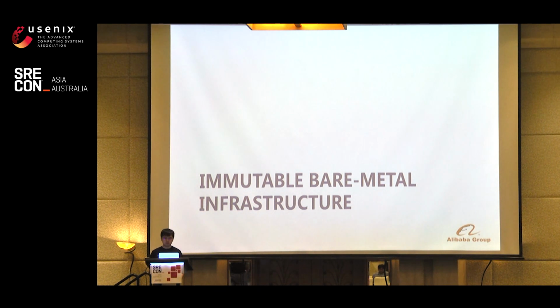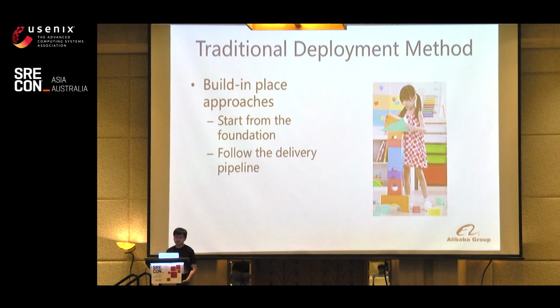Let's go back to the traditional deployment method. The traditional deployment method is like we play with building blocks. We start from the foundation service, like the data center itself, then the racks, then the network devices, then the cables, then the operating system. And step by step, we have a standard workflow to initialize everything. And we can build a very good delivery pipeline so we can make sure that everything is working as we expected.